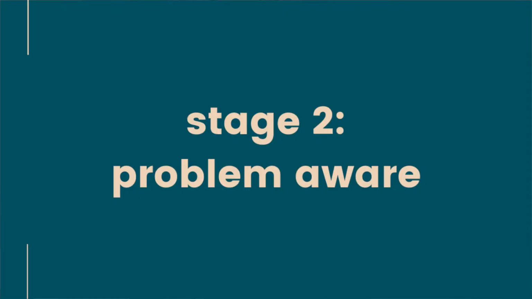All right, the next stage is problem aware. So we went from unaware to problem aware. The problem aware person, quite simply, is someone who is aware that they have a problem. So they're not yet aware of solutions. We're going to get to that next, but they are aware that they have a problem.